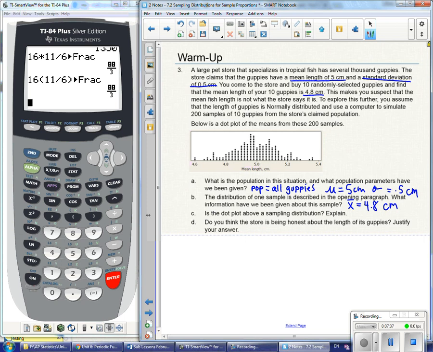And then in letter C, it says, is the dot plot above a sampling distribution? And it's an approximation of a sampling distribution, but it's not exactly a sampling distribution because it doesn't show every possible combination of 10 guppies from this store. It's just a simulation, so it doesn't include every possible sample. So it's close, it's an approximation, but not exactly. So it doesn't include every sample, which is what a true sampling distribution should be.